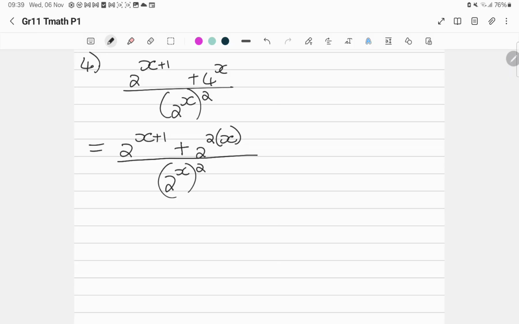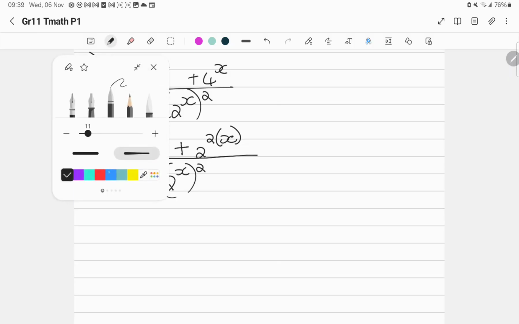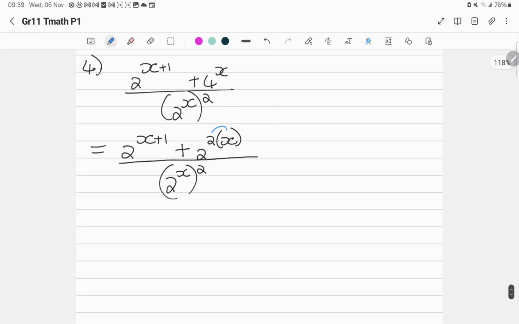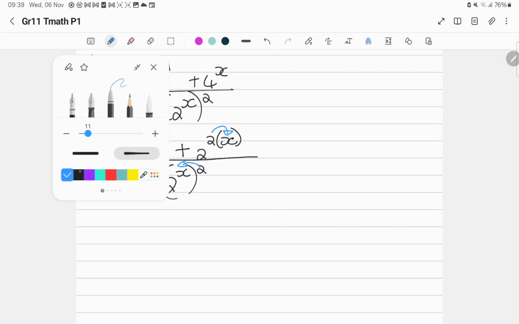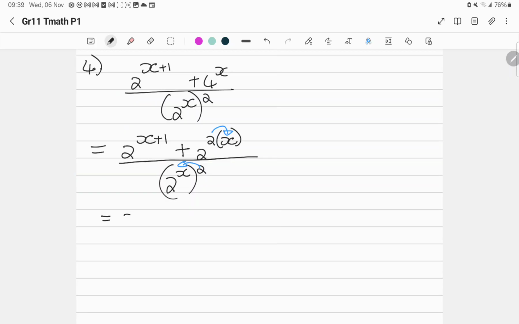Right, now step 2 says multiply out my brackets. So I'm basically going to take this 2 multiplied with x, and I'm going to take this 2 and multiply it with a x. So it's going to give me 2 to the power of x plus 1 plus 2 to the power of 2x over 2 to the power of 2x.